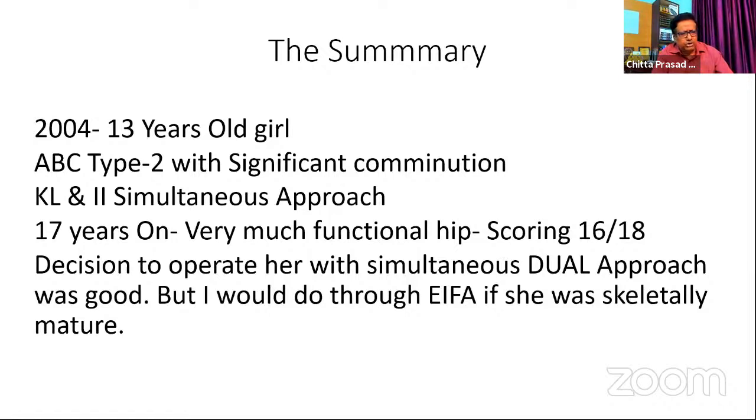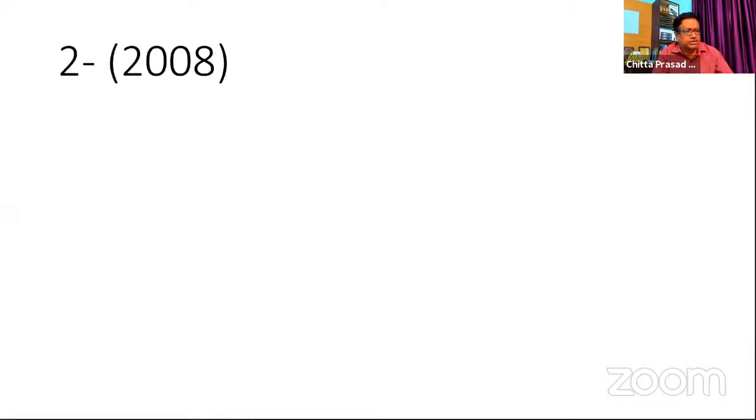I tried to score her on the telephone, and the score was 16 out of 18, so operating on her with the dual approach was good. But I would do EIFA if she was skeletally mature. I would still get a better result with that.